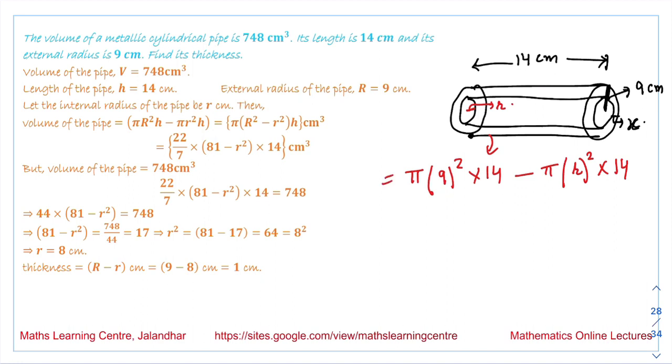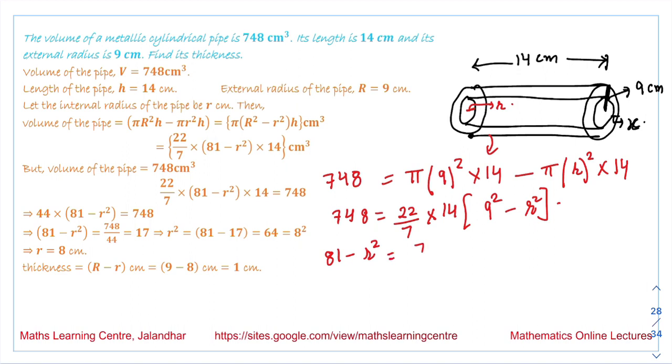And the volume of this pipe is given to be 748 cm³. So what we have is 748 is equal to 22 by 7 into 14. This is common, and it is 9² minus r square. So it is 81 minus r square is equal to 748 into 7. These two get cancelled. It is 2 over here. So what we get is over 44, and this value is equal to 17.